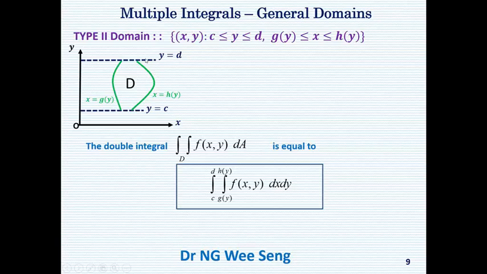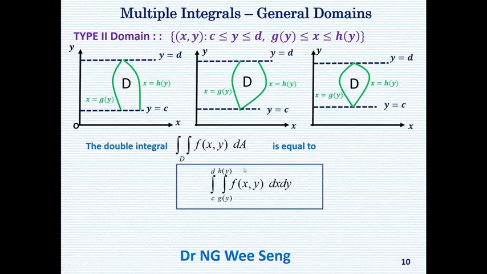When it comes to a type 2 domain, the formula is given in the box. This time we have to integrate f with respect to x over the functions g and h, followed by integration with respect to y over the numbers c and d. Again, it's possible for the curves to intersect. All these are considered type 2 domains.